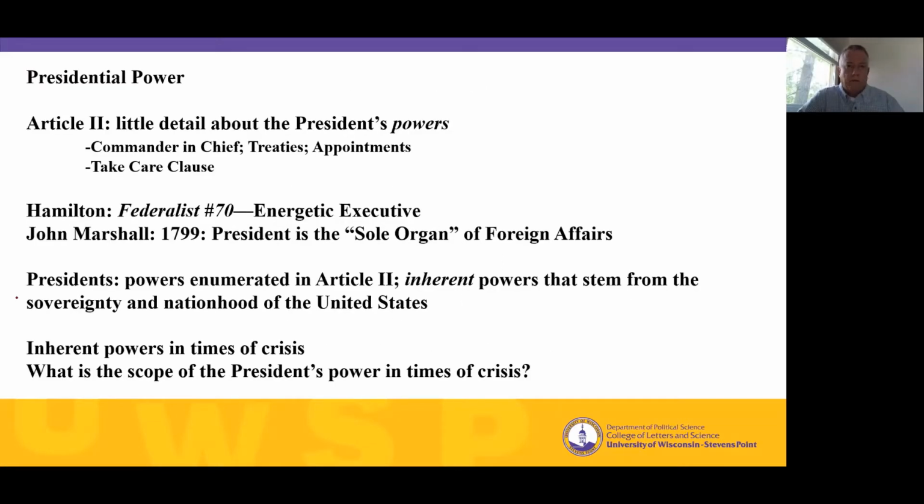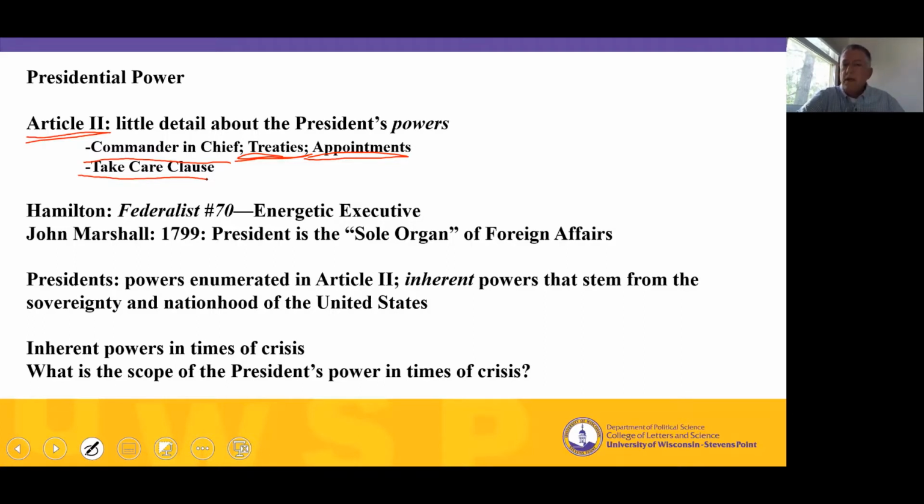Remember that Article 2 of the Constitution deals with the powers of the executive branch, but it's written in fairly vague terms. It doesn't give us a lot of detail about what the president's powers actually are. So it does tell us, for example, that the president is the commander-in-chief of the military, that the president negotiates treaties, and that the president makes top-level government appointments and judicial appointments. And then Article 2 also has what's called the Take Care Clause, that the president has the constitutional obligation to take care that all laws be executed.